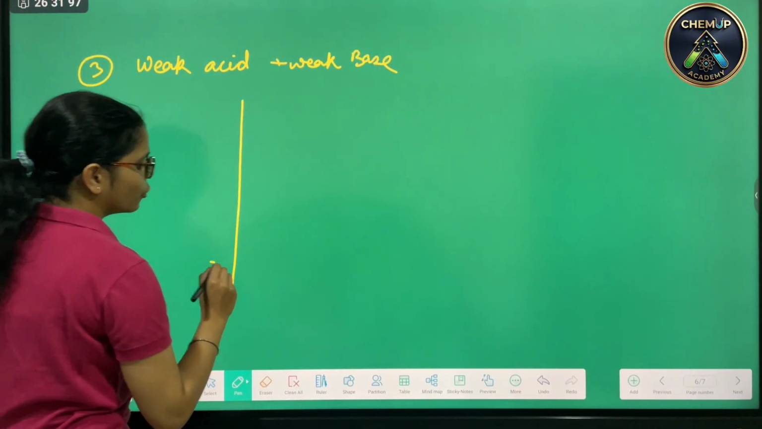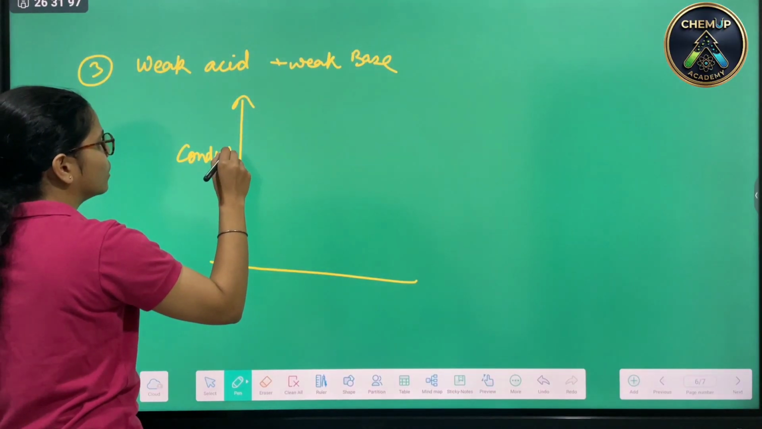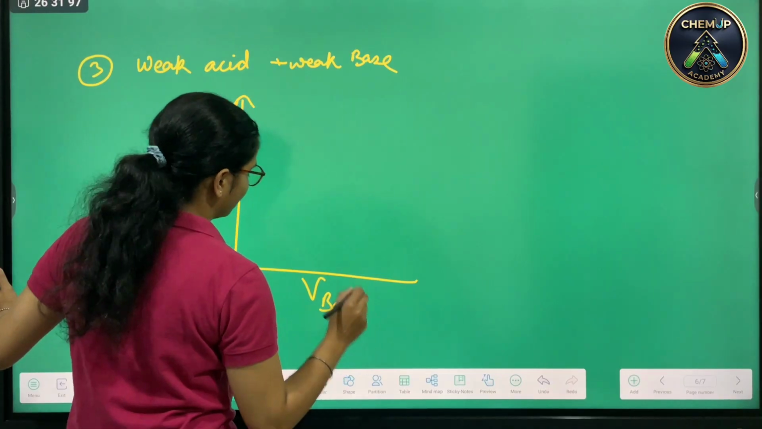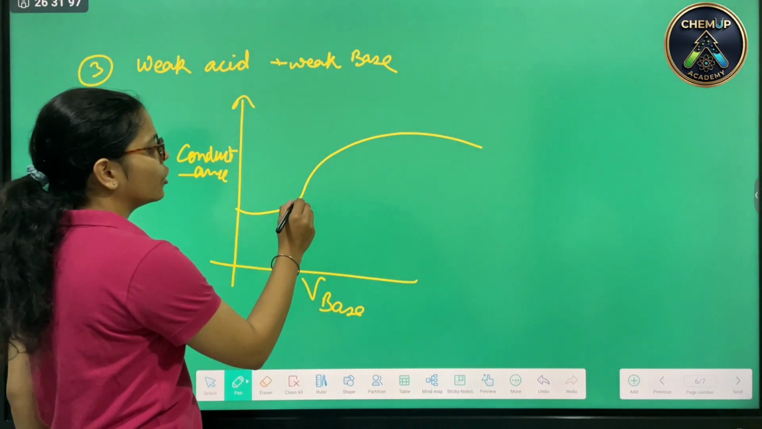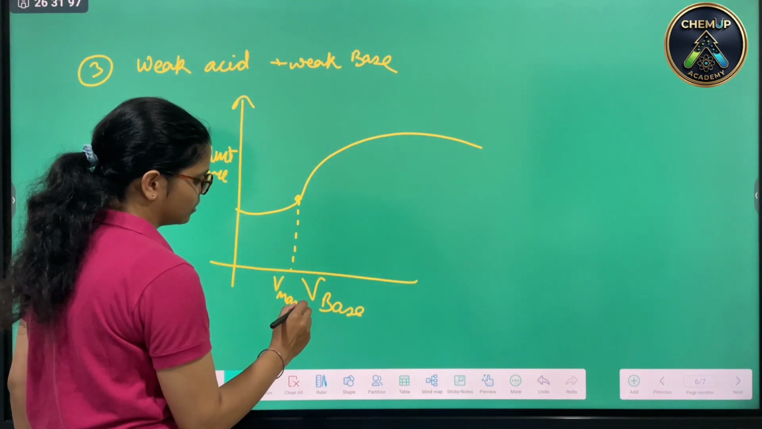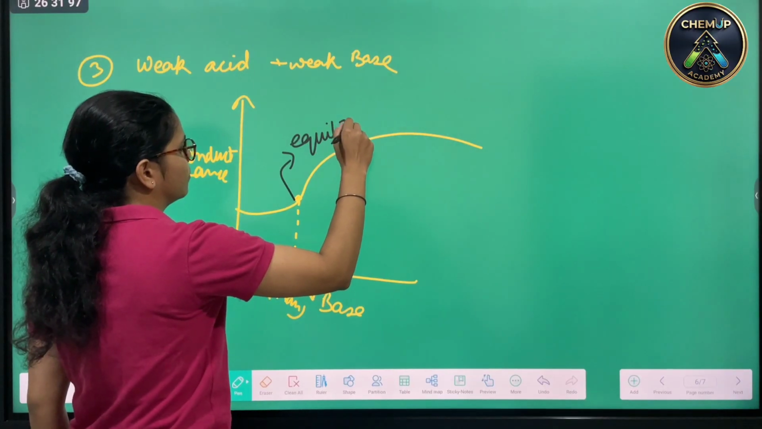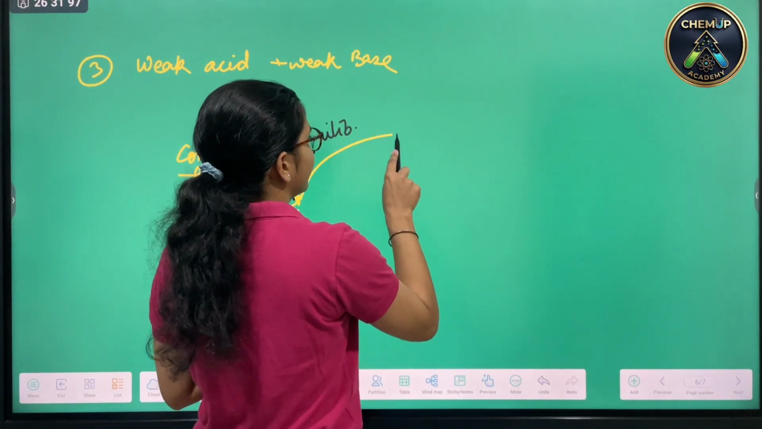Anything you can take. Your conductance will come here, and here your volume of base will come. Like this the graph can be attained, where your equilibrium point shall be this V max, marked as equilibrium, and then after a certain point of time it becomes constant as well.